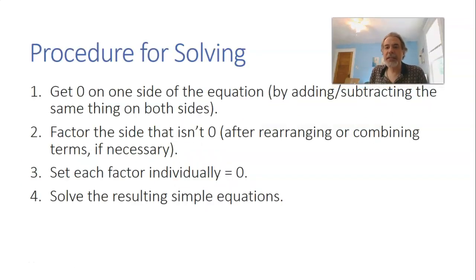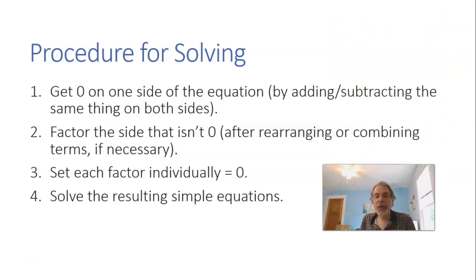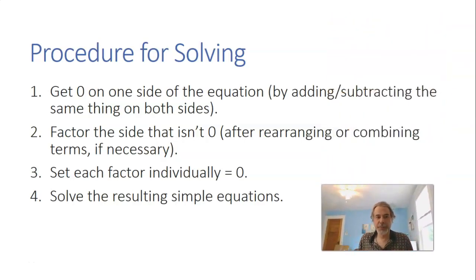So now here is the general procedure. Here is the way this method works. Step 1, get a 0 on one side of the equation if it isn't already like that. Sometimes it already will have a 0 on one side, but if it doesn't, that's the first thing you need to do: get a 0 on one side by taking what is there and subtracting it, or if it's negative, you could add the opposite, and you have to do the same thing to both sides.